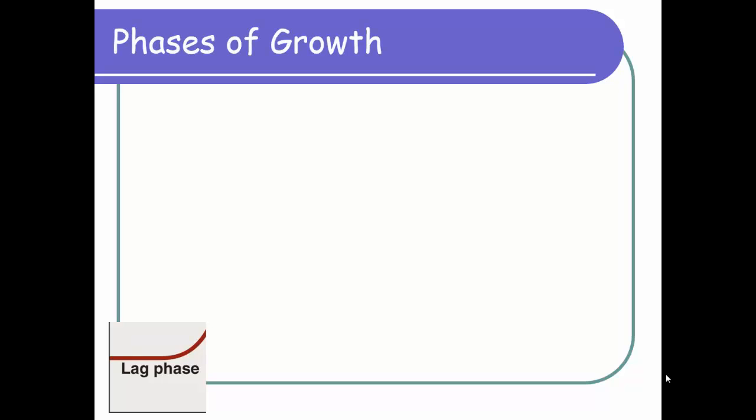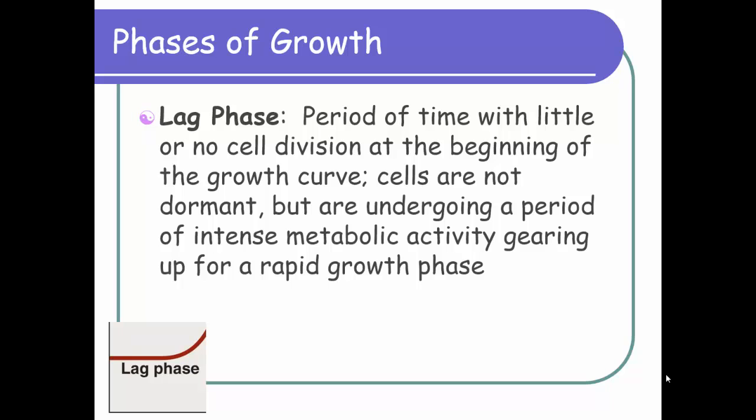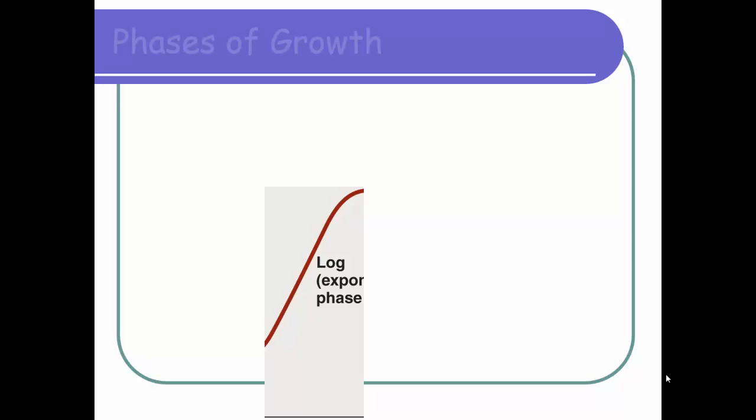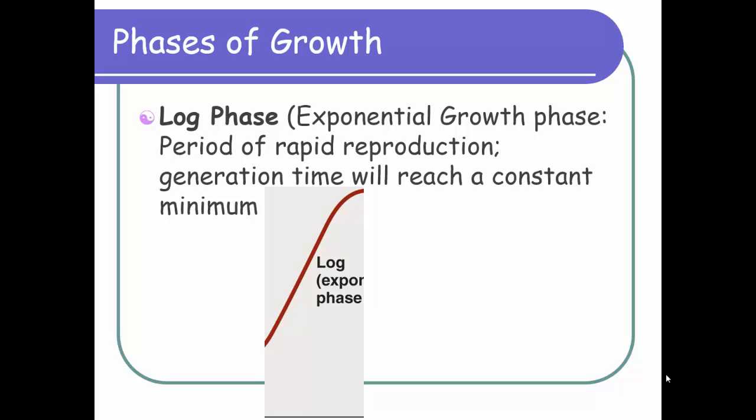The lag phase, you'll notice, has no growth. It's actually a period of time with little or no cell division at the beginning of the growth curve. The cells are not dormant, they are busy going about metabolism, but are not yet reproducing. So the lag phase is a very active period of intense metabolic activity gearing up for rapid reproduction. Once we enter the reproductive state, we then enter the log phase. Period of rapid reproduction, the generation time will reach a constant minimum, such as 21 minutes per generation.